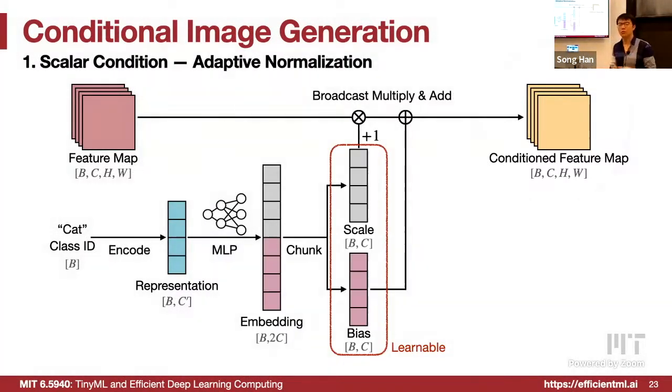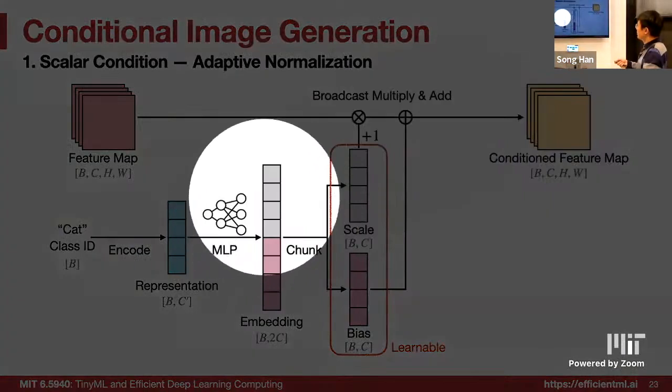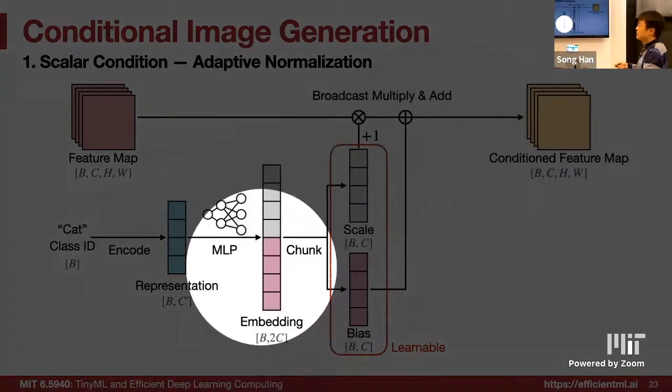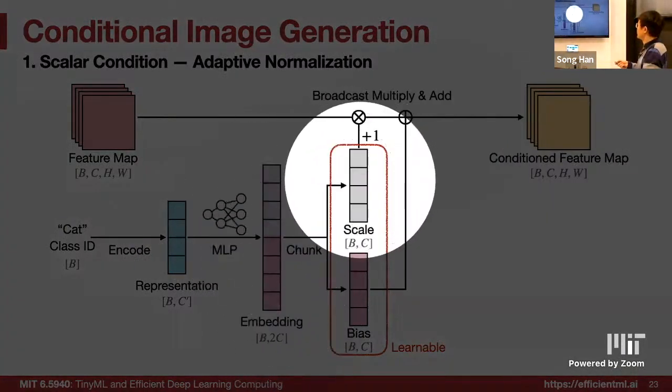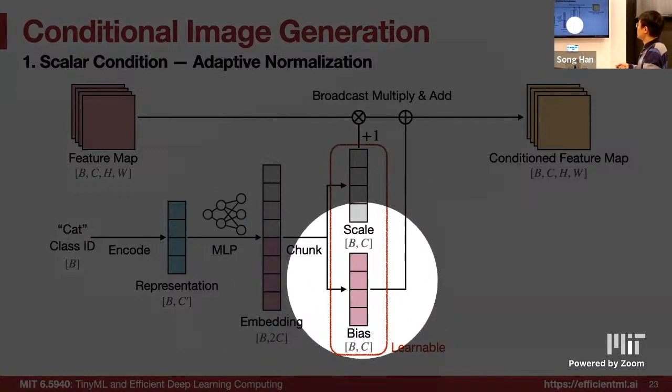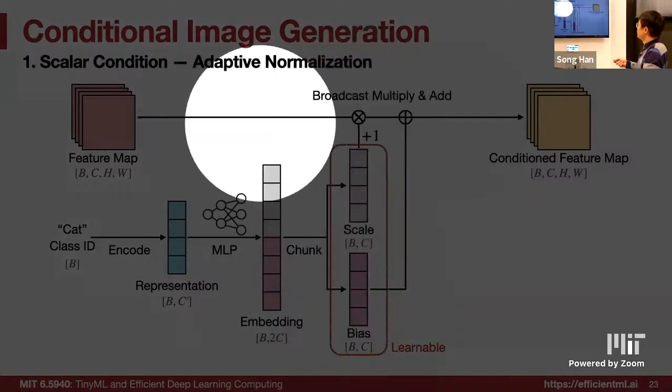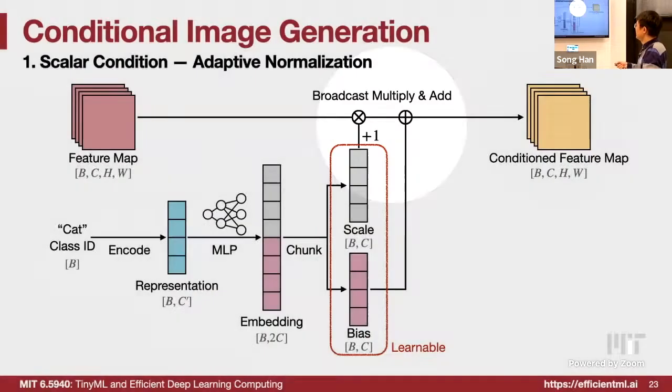We can make it a little more complicated, right? For example, we can pass it through a larger MLP to get two parts, B times 2C. One is a scale, one is the bias. So we scale the feature map, and we can also add the bias to the feature map to get the conditioned feature map. That's another way to add this kind of scalar condition.